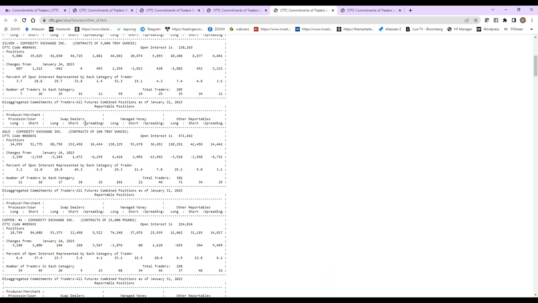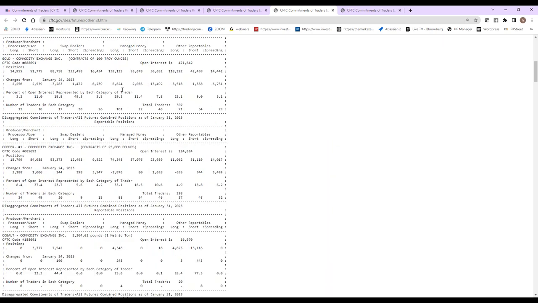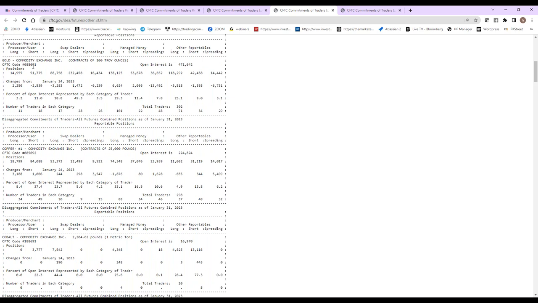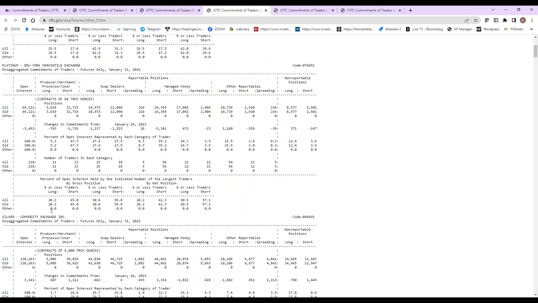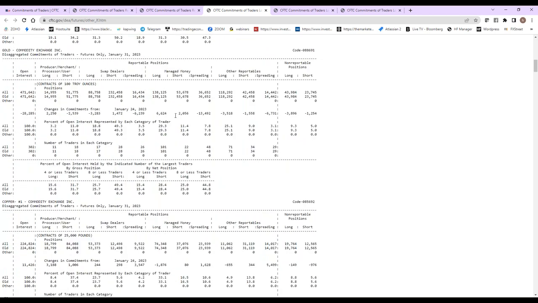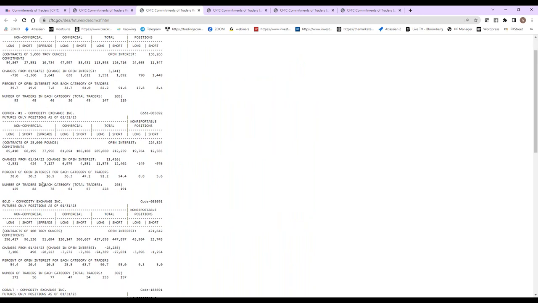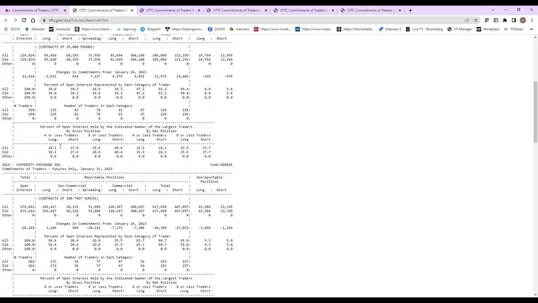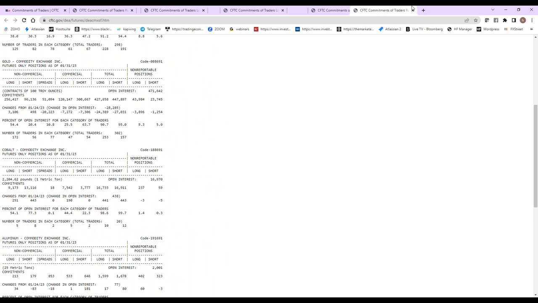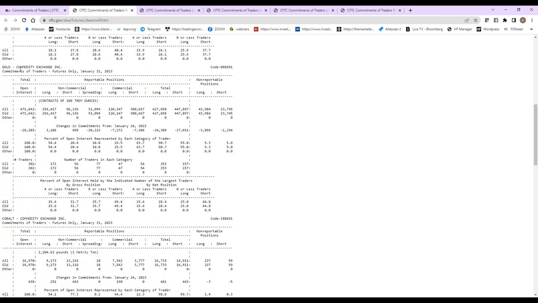Let's do gold. I have the disaggregated gold report over here. Let's find gold over here as well, the disaggregated futures only report, and I have the legacy gold over here as well. Let's start with legacy gold, legacy futures only. I will put that first. Gold, Commitments of Traders, futures only for Chicago, the legacy one. So what do we have?